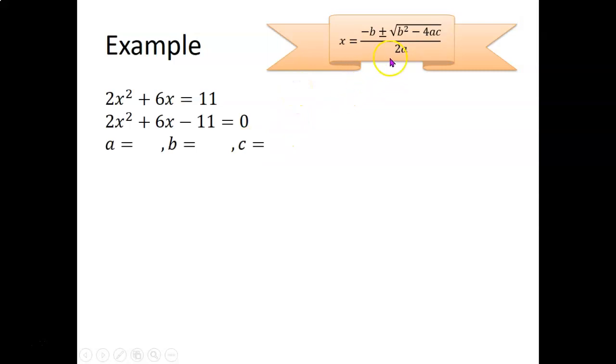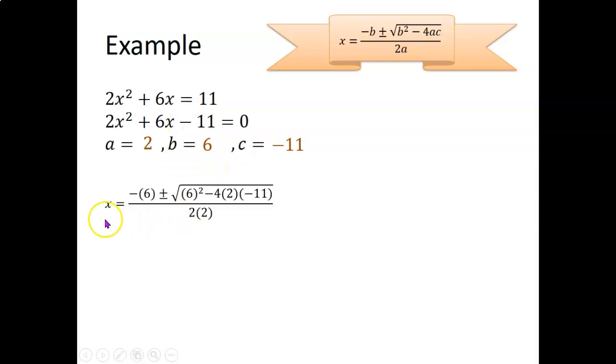So when I start plugging numbers into the quadratic formula, what do I put in for A? 2. What do I put in for B? 6. What number goes in for C? Negative 11. Don't forget the negative. So with those numbers in the formula, I have x equals minus 6 plus or minus the square root of 6 squared minus 4 times 2 times negative 11 all over 2 times 2.